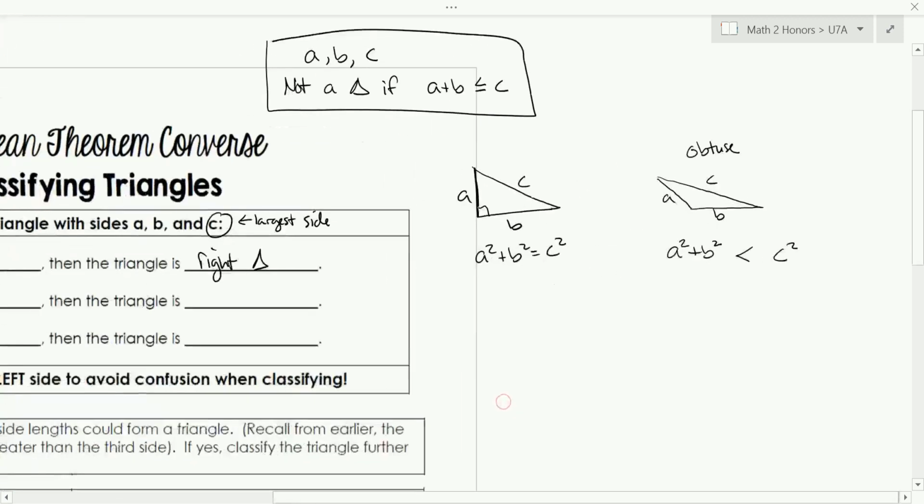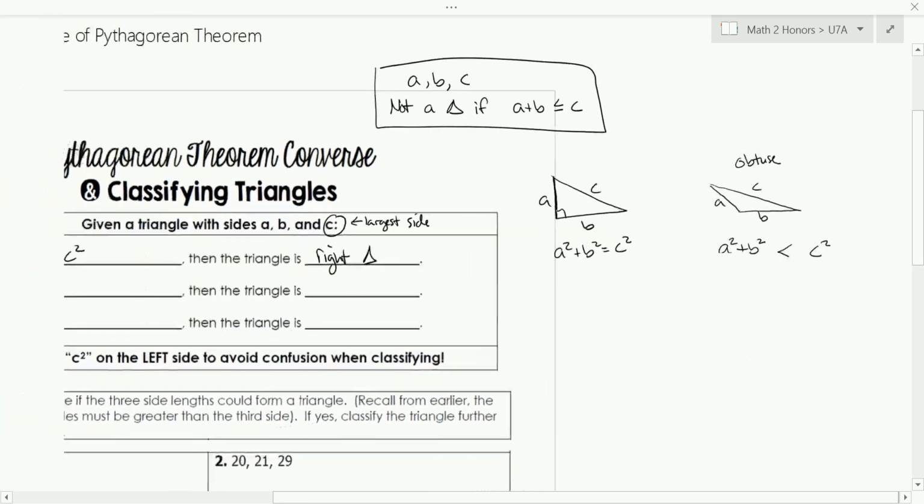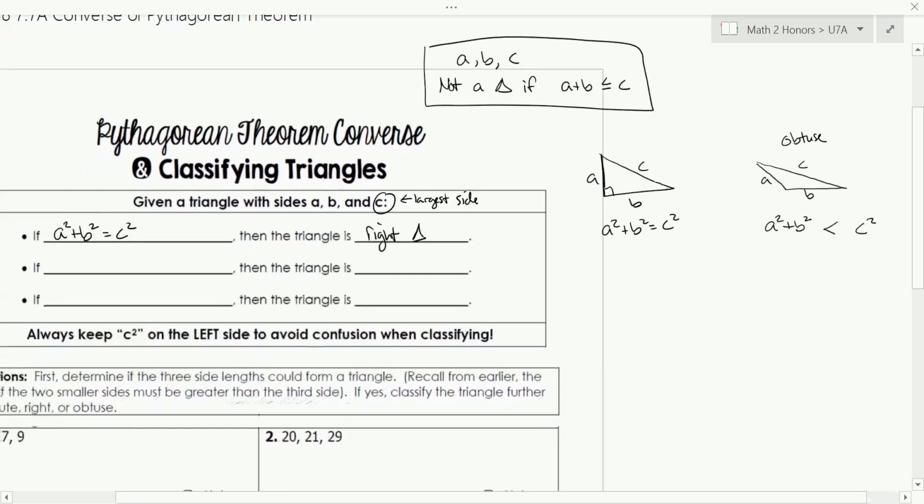And so this is always the case. If you find A squared plus B squared and get that C squared is bigger than that, then you're going to be working with an obtuse triangle, assuming it's a triangle.